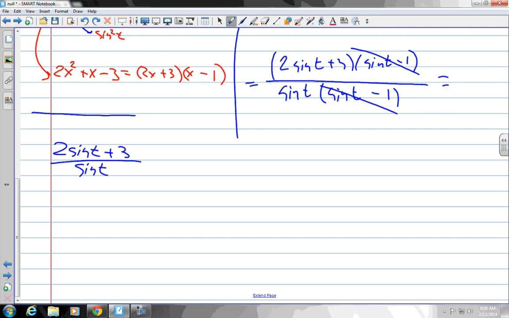So I can actually even go further. I can divide both of those by sine t. Let me just write it out slowly. 2 sine t over sine t plus 3 over sine t, right, dividing both parts in the numerator. So the first one is just 2, while the second one is 3 cosecant t, because sine in the denominator becomes cosecant.